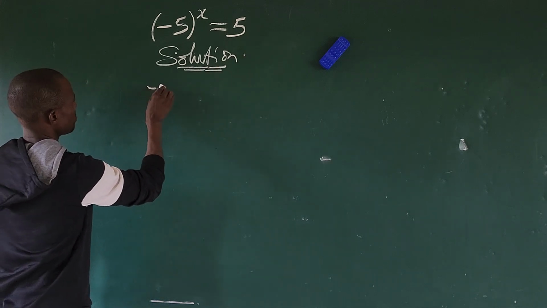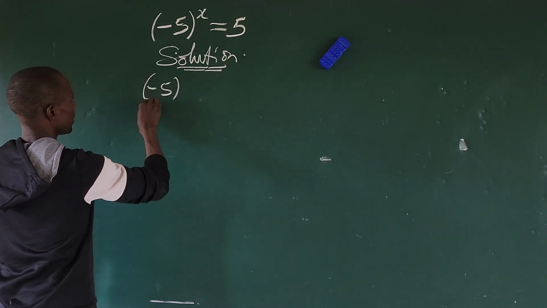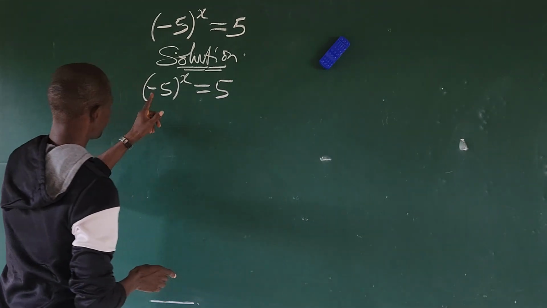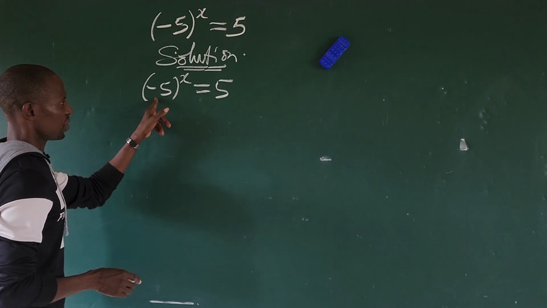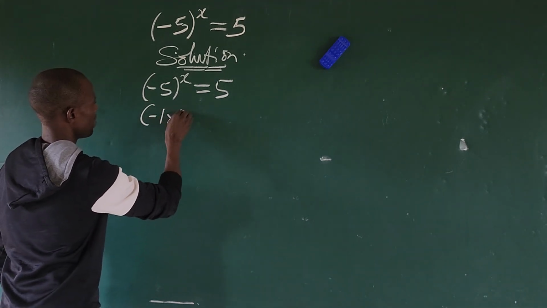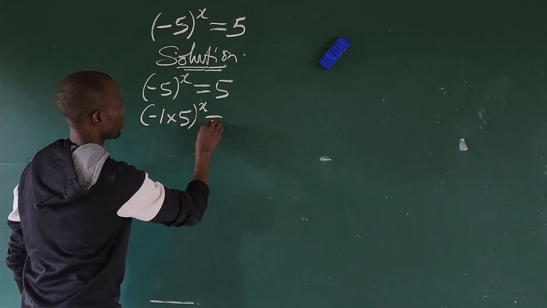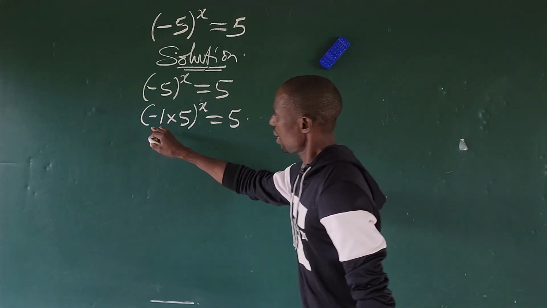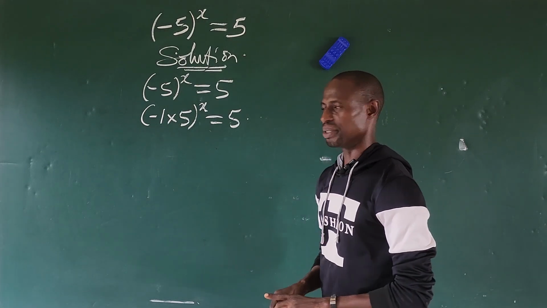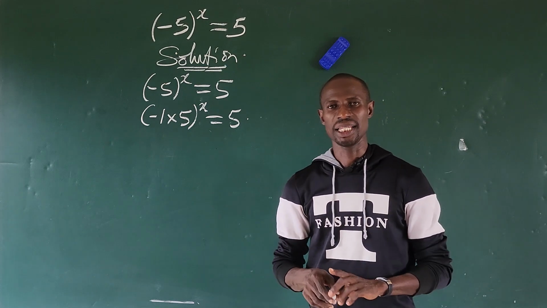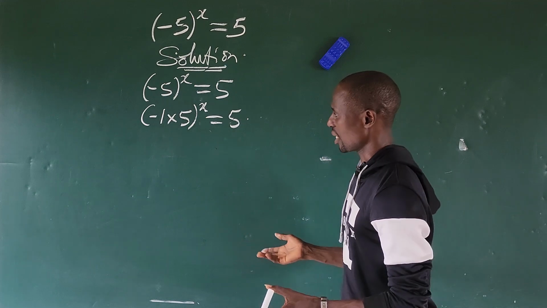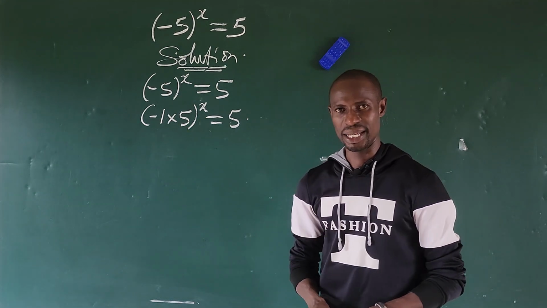All right, so the question is (-5)^x = 5. All we need to do here is to rewrite this expression. This could be written as (-1 × 5)^x = 5. Now, we have to bring something to represent our minus 1 here, either using the Euler identity or using the square root of minus 1. I could as well use the Euler identity to represent this, okay?